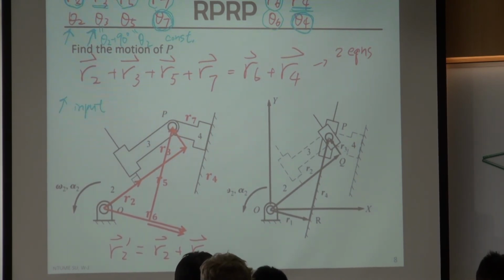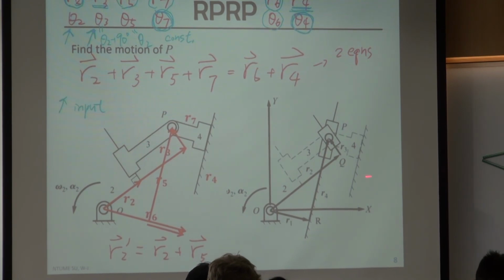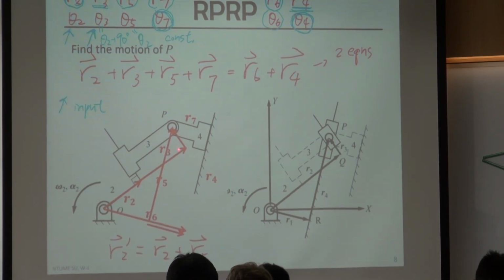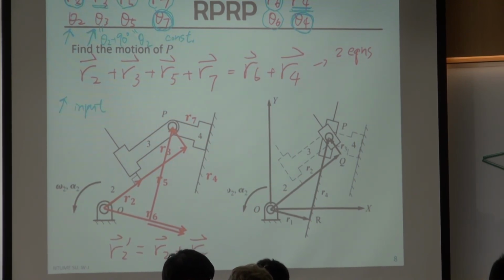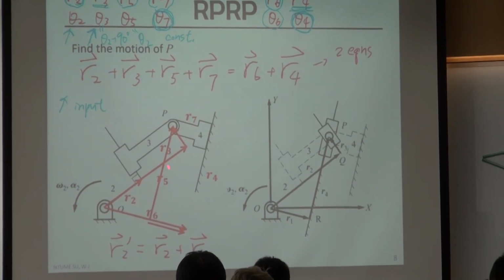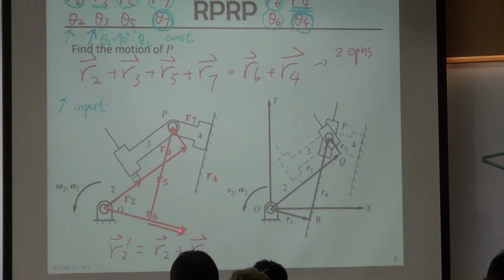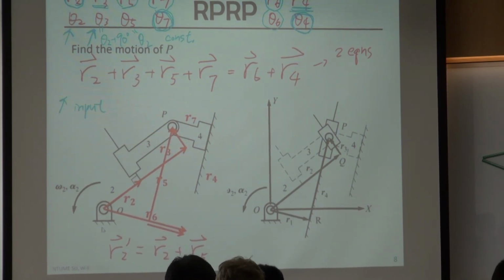So I modify this equation, and according to this modified equation, I also modify my vector loop. I just remove R7, and on the other side, I replace the original R6 with R6 prime. R6 prime means R6 minus R7. So I make R6 subtract R7. Right now it's forming another vector loop. The new loop is this one.